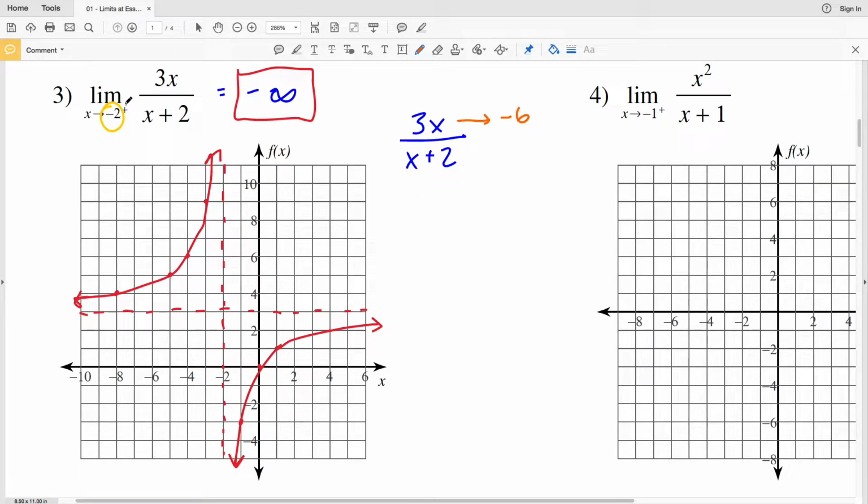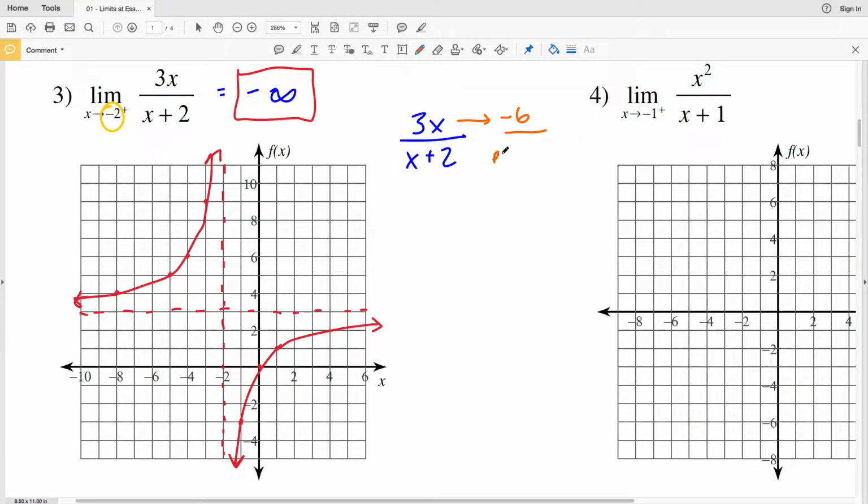In this case, coming from the right, we would have values such as 0, negative 1, all the way up until negative 2. So if we were to plug 0 in for x, 0 + 2, that's a positive number. So we know that 3x approaches negative 6, and x + 2 approaches 0.